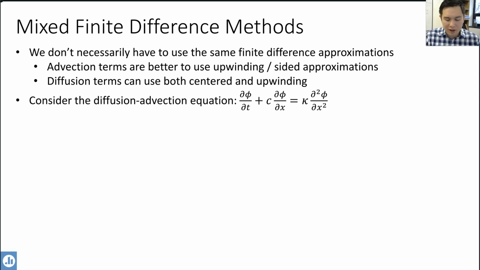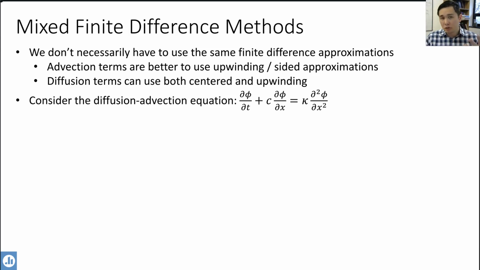It turns out that it's often better or more accurate, and particularly more stable, to use an upwinding or sided approximation to approximate our advection terms. So anything with a d phi dx or a d phi dy, if we were moving in that direction, those terms are going to be better approximated using a sided finite difference, assuming we know which direction the system is moving. So if c is positive, moving from left to right, we want to use a backward approach. And if c was negative, we would want to use a forward approximation.